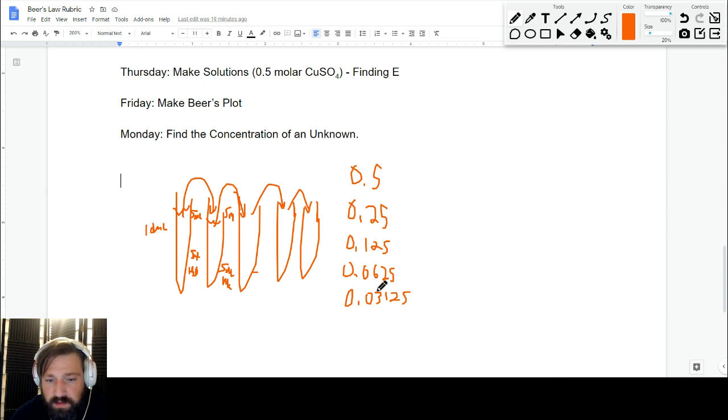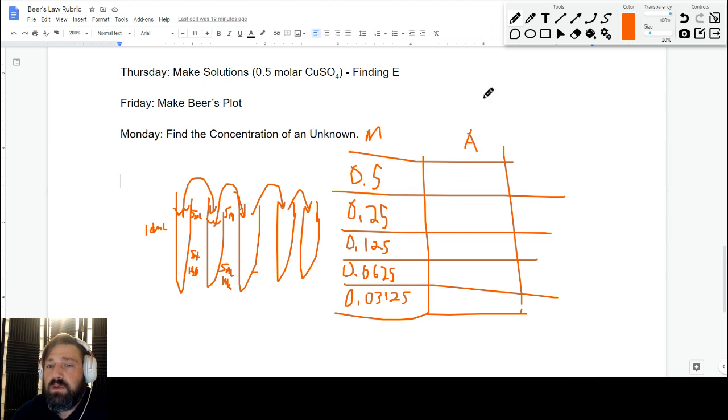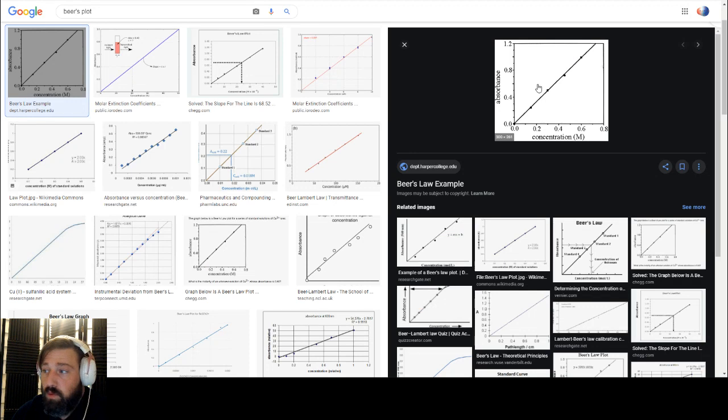So we're going to have all of these points. Now we have 5 different samples, and you're going to find the absorbances for all of these. This is the molarity, and then you're going to find the absorbance for each of these. I'm already making a little spreadsheet. You're going to put the absorbances into a spreadsheet. This spreadsheet is then going to turn into one of these Beer's plots. And there is your Beer's plot.